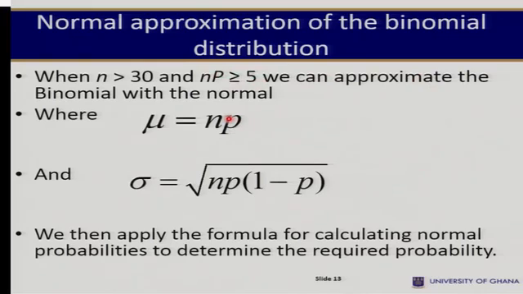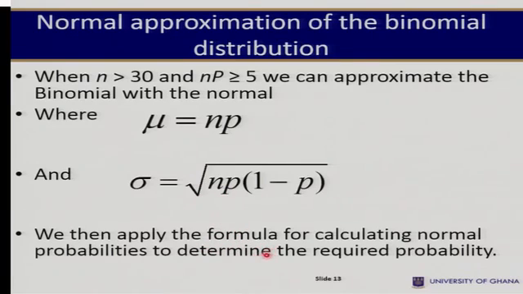But when you are dealing with the normal, you need two key variables, the mean and the standard deviation. But you can find the mean simply as what? NP. Recall that we said the mean of the binomial was NP, right? And then you can find the standard deviation as the square root of NP times 1 minus P. Once you have found this, you can apply the formula for calculating normal probabilities to determine the required probability.